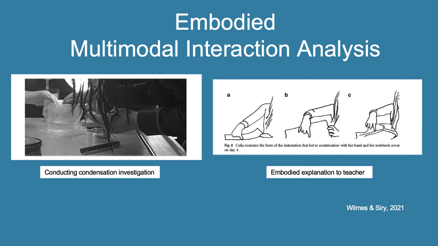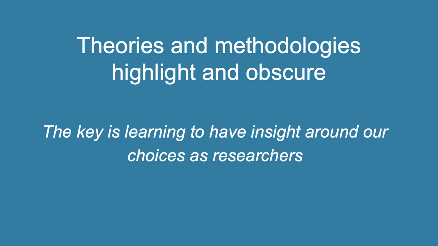Whereas if we had simply been looking at the spoken and what she was saying or verbalizing to the teacher, a deficit lens could have been applied and said that she did not gain much, whereas we saw that she truly had a really deep understanding of what was happening. These are two brief examples that we share from our research to illustrate how research theories and methodologies highlight some aspects of contexts and obscure others. The key is to learn to have insight around our choices as researchers so that we may select purposely and have a deep understanding of what is being illuminated and what is being obscured.